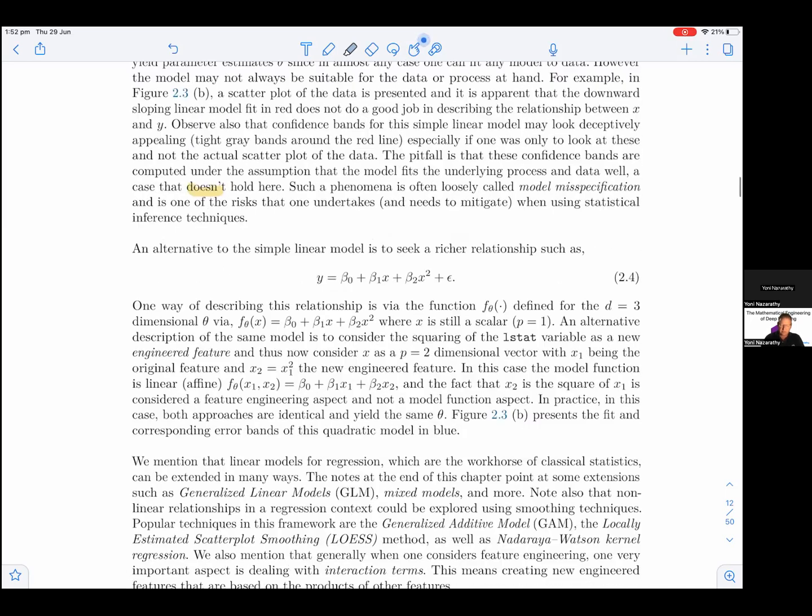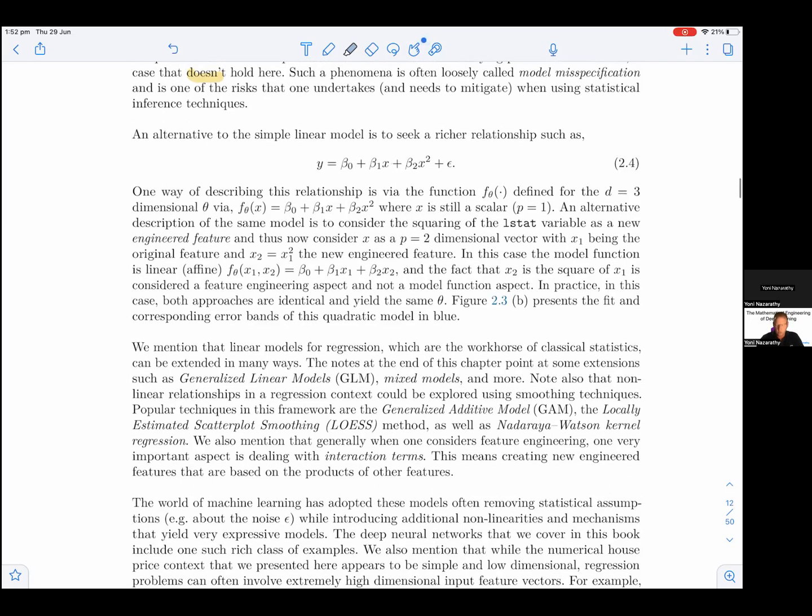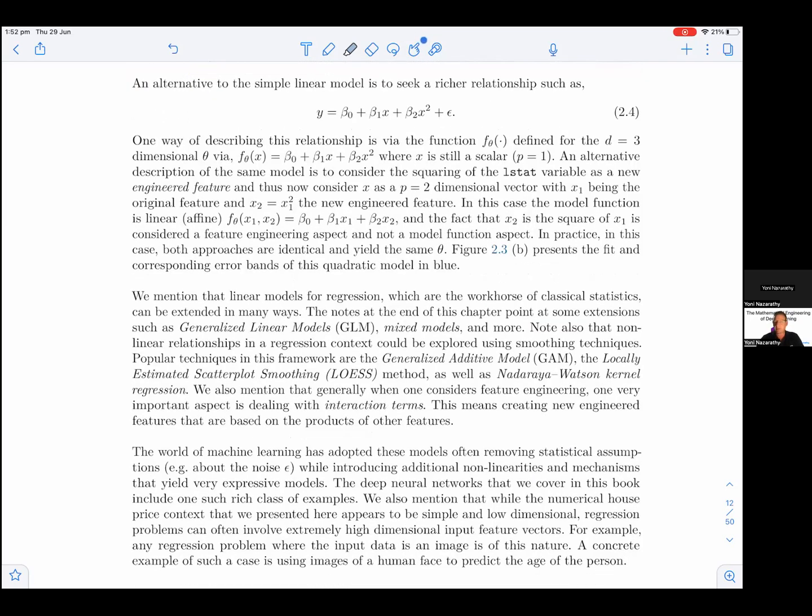An alternative to the simple linear model is to seek a richer relationship, such as y equals beta 0 plus beta 1x plus beta 2x squared plus epsilon. One way of describing this relationship is via the function f theta defined for the d equal 3-dimensional theta via f theta of x is beta 0 plus beta 1x plus beta 2x squared, where x is still a scalar, that's p equals 1.